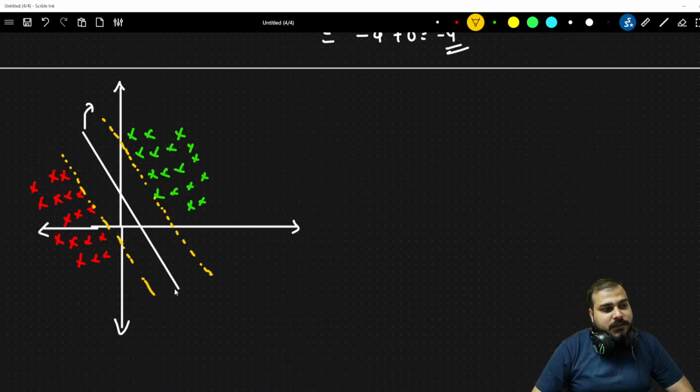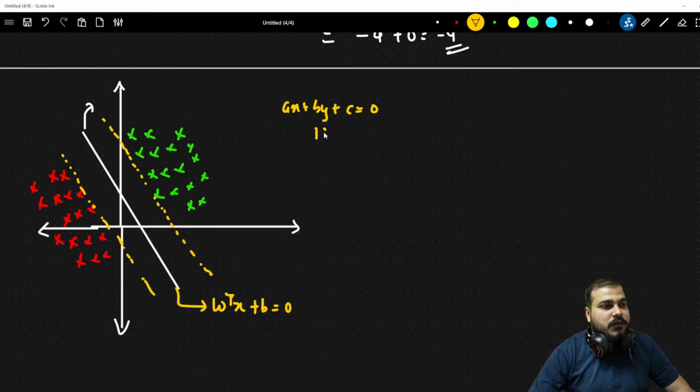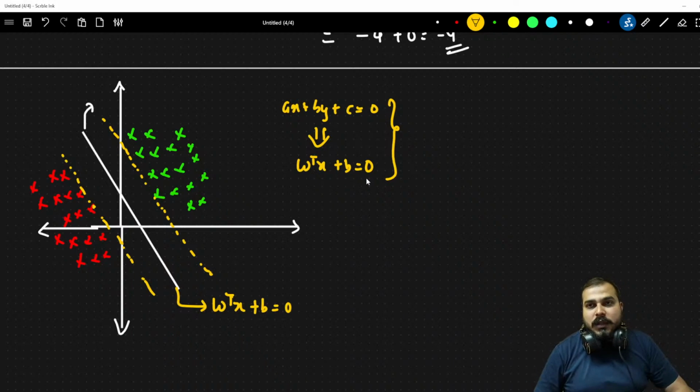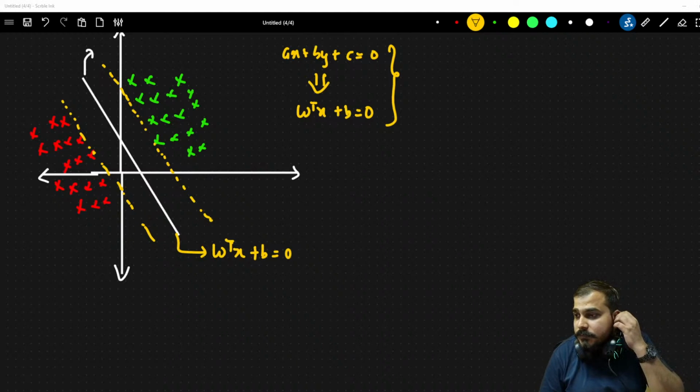I've already told you guys, this equation can be written as W transpose X plus B equal to 0. I can definitely say this because AX plus BY plus C is equal to 0. So this I can also write as W transpose X plus B equal to 0. So both are the same. This I don't have to prove. I hope everybody is clear till here.